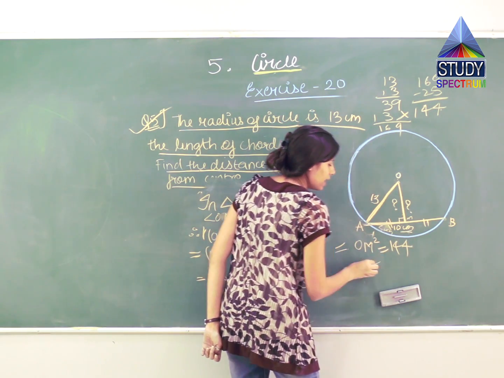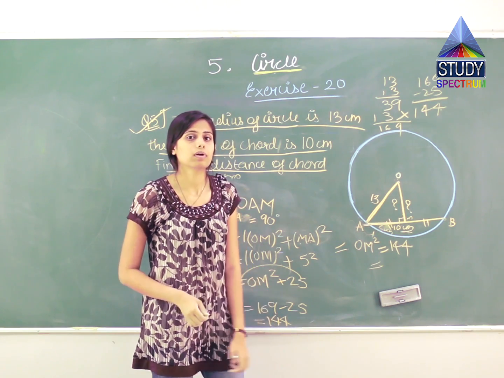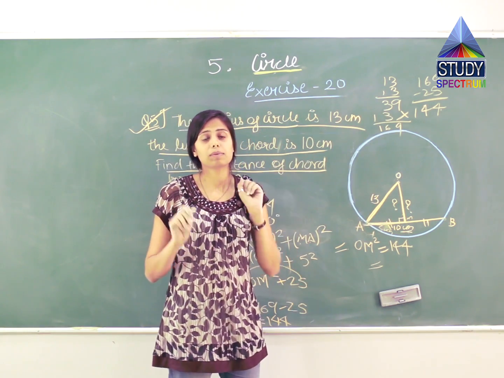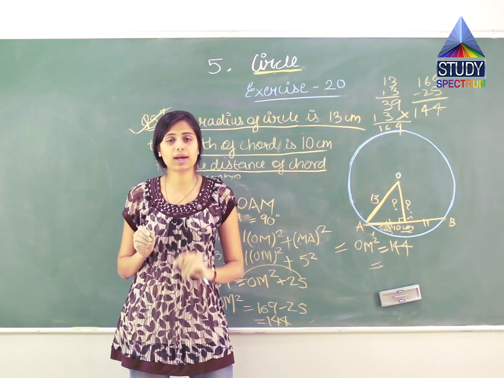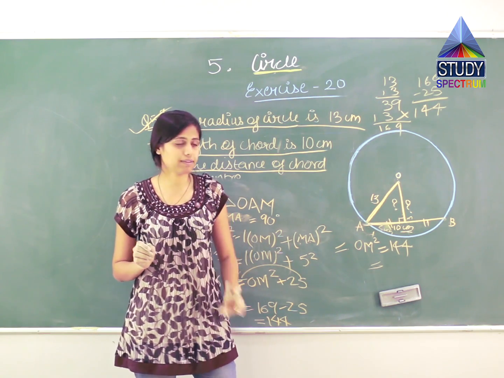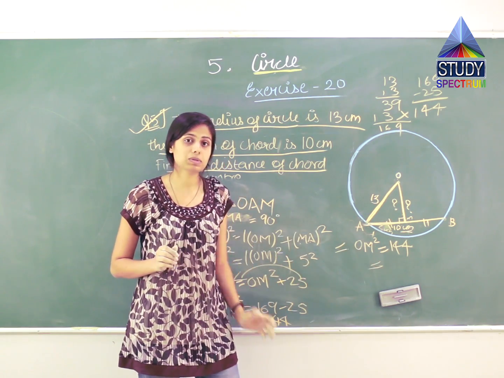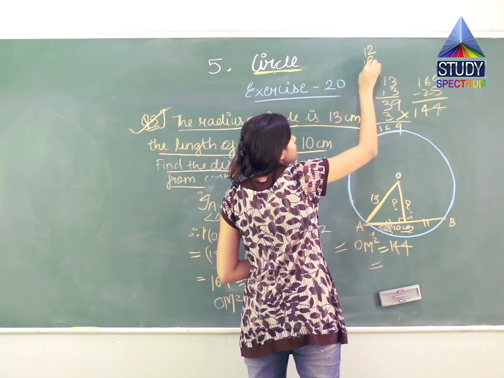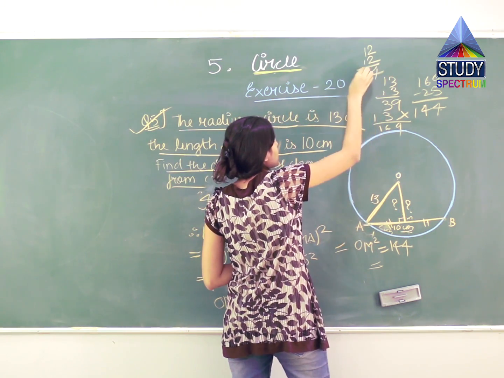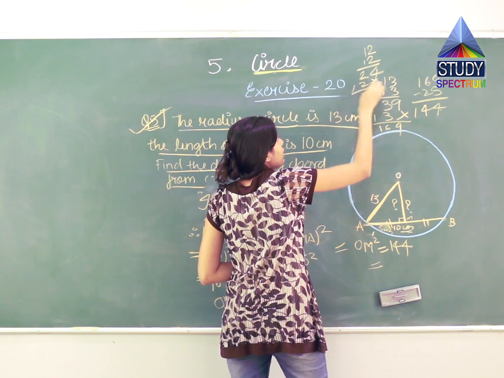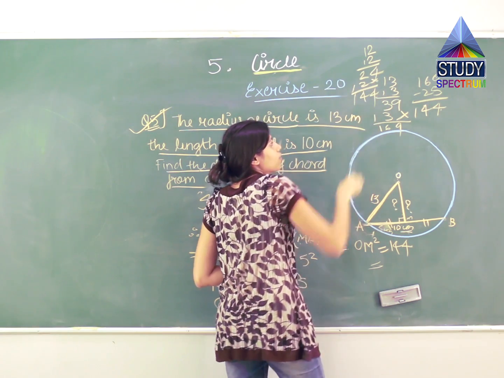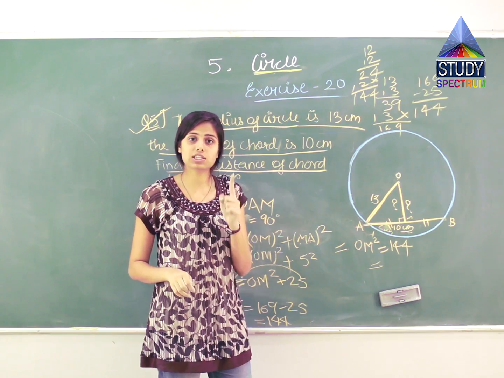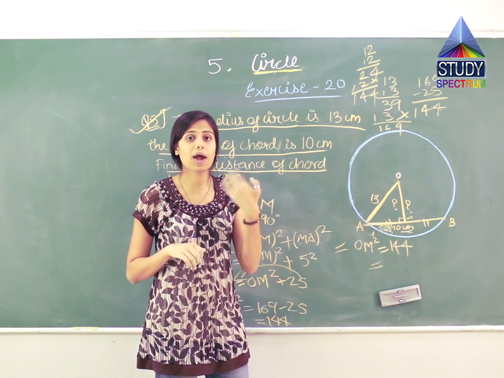144. Tell me what will be OM? 10 10s are 100, 13 13s are 169. बीच में कौन सा नंबर आता है? 11 and 12. But 11 11s are 121. So ultimately which number comes? Let us try by 12. So 12 12s are 144. What is the square root of 144? It is 12. And what is the square root of OM square?